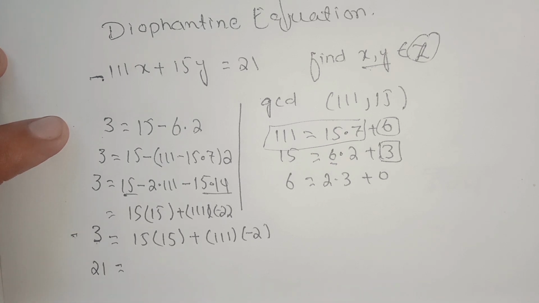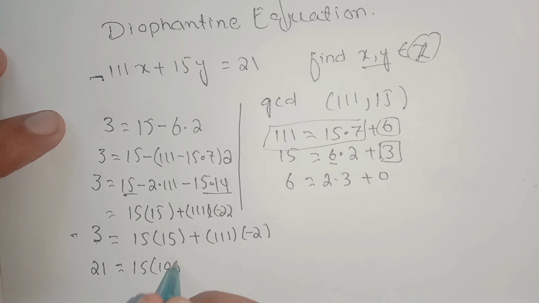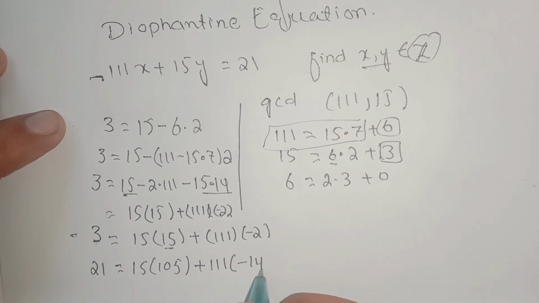21 equal to 15 times 7, which is 105. So it will become 15 times 105. Here we multiplied 7 to this term only, plus 111 times minus 2 times 7, which is minus 14.